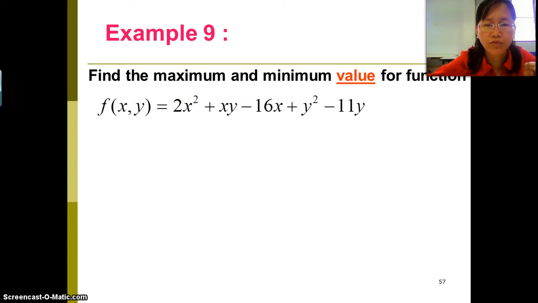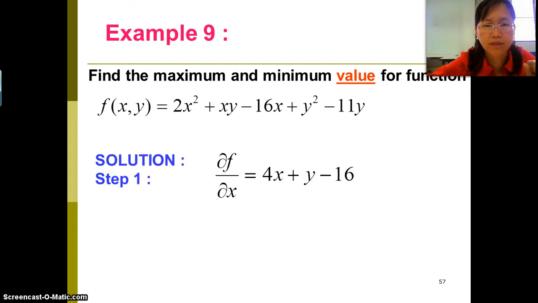So for this example, we're going to find the maximum and minimum value for this multivariable function. So how to find the maximum or the minimum value? Step 1, we're going to find the first order partial derivative. So we differentiate with respect to x. We know that the first term is 2x squared. When we differentiate, we get 4x.